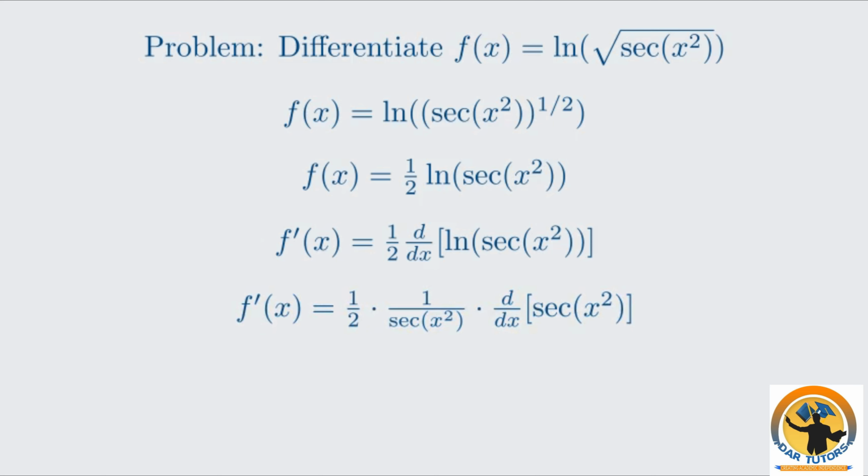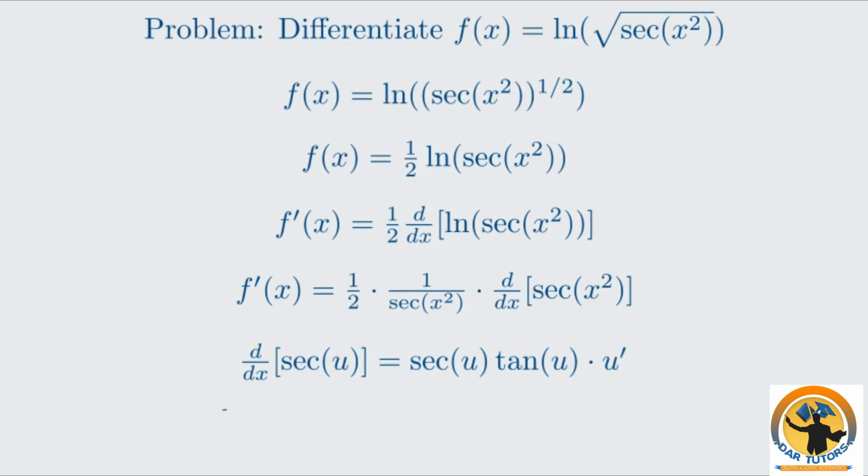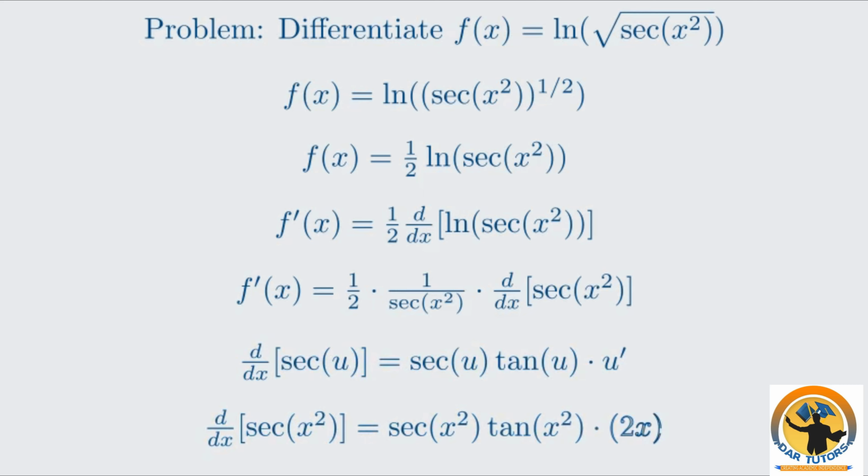Now we need to find the derivative of secant of x squared. This is another chain rule. The derivative of secant of u is secant u tangent u times u prime. Here u is x squared. The derivative of x squared is 2x. So the derivative of secant of x squared is 2x secant of x squared tangent of x squared.